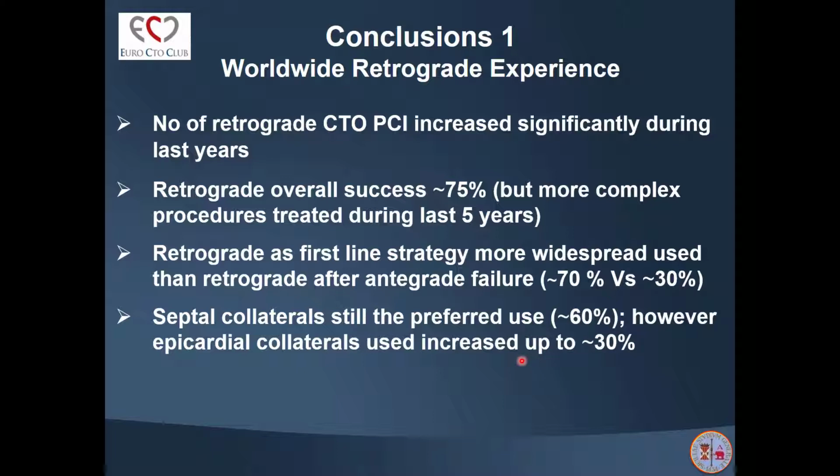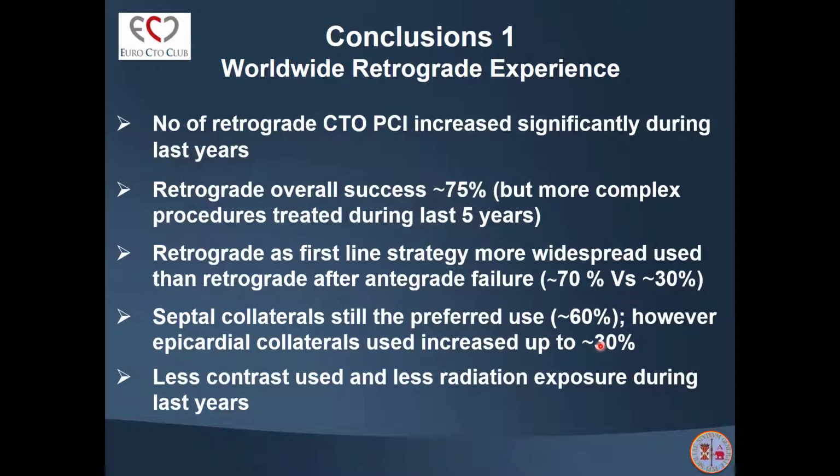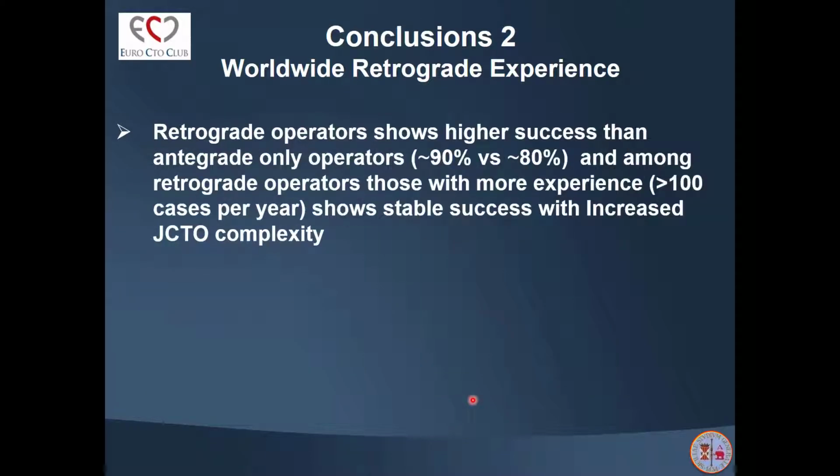Usually, when you need to be a retrograde operator, you should have much more experience, because the more experience you get in retrograde operation, more than 100 cases per year, the more success you will have with increased JCTO complexity. This is of course sometimes not possible to get in the same lab, but this is something that we should try to reach. Successful retrograde CTO PCI is associated with favorable long-term clinical outcome and symptoms, and this is something that we also showed in our EuroCTO registry, and I will show you later in my next presentation.